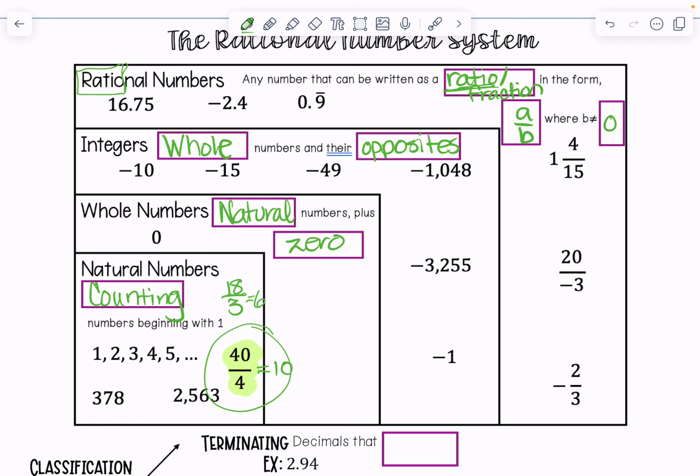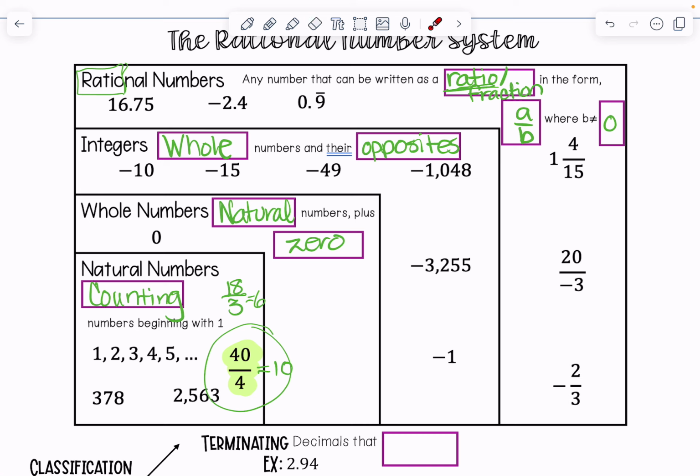The a over b, your a and your b are just numbers. So any number that you can write as a fraction, basically, the only qualification here is that b cannot equal 0. So your denominator can't equal 0. We'll go more into those details when we cover division, but you cannot divide by 0.